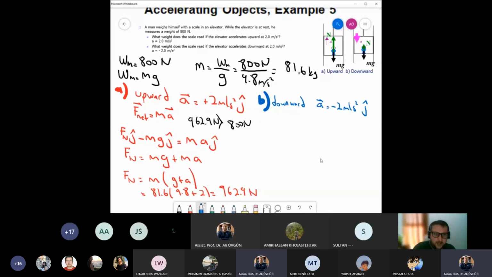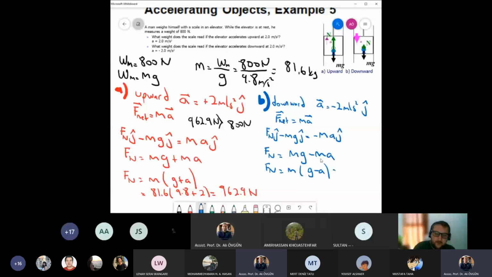Again, we are going to use F net equal to ma. So what are the forces? You can see forces are the same, only the direction of acceleration is changing. So F normal j hat minus mg j hat equal to minus m a j hat, because this time acceleration is going downward. This is very important. So F normal becomes mg minus ma. So F normal is m times g minus a.